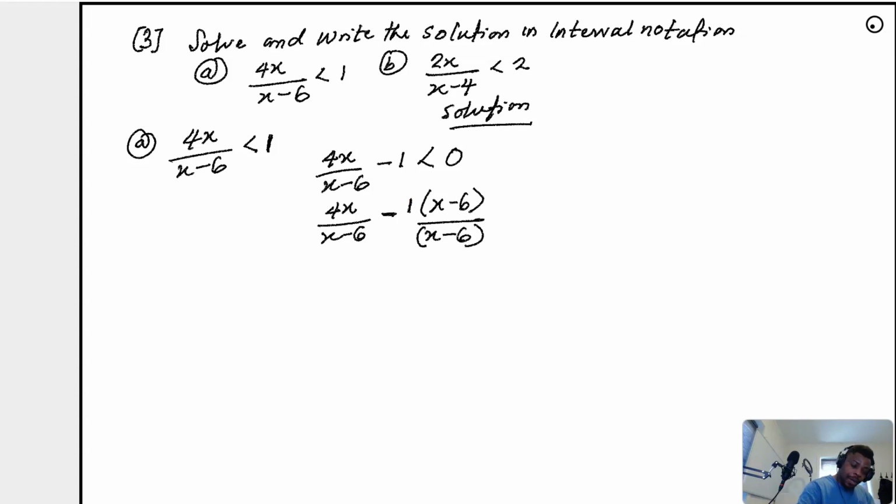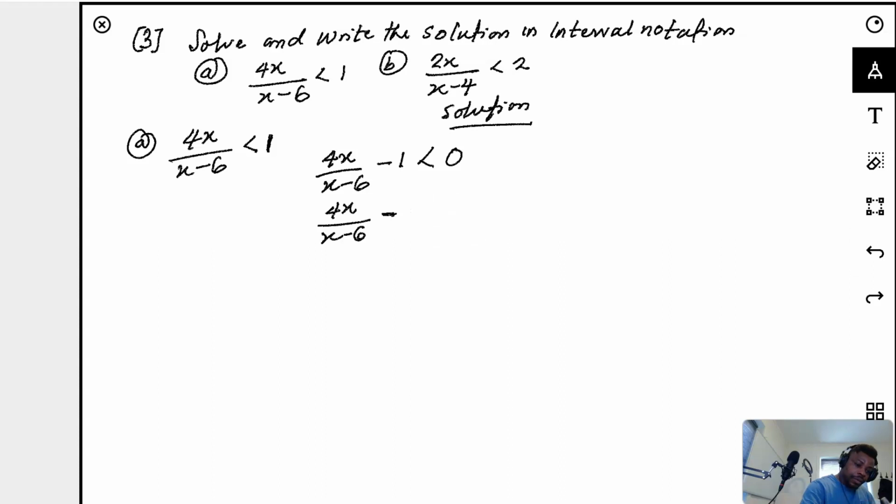Because this is the only denominator we have here, just put it on the side. Because if I say x minus 6 cancel x minus 6, I will still get my 1 here. It's like I've done nothing. So that is what it means, and that is why I'm putting x minus 6 there on up and down.